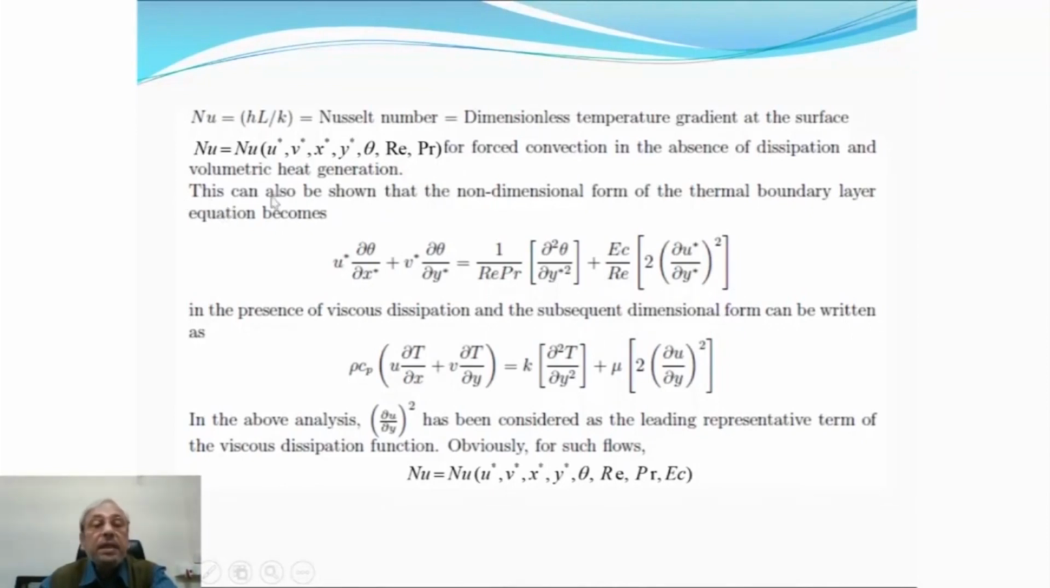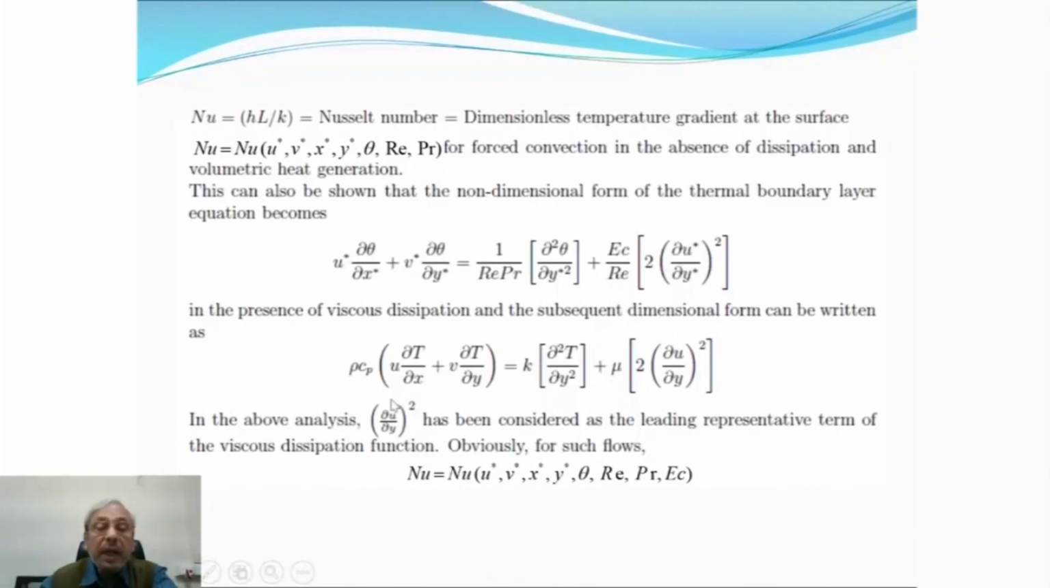As we said, it can be shown that the non-dimensional form of the thermal boundary layer equation becomes this in the presence of viscous dissipation, and its dimensional form is rho Cp into U del T del x plus V del T del y equal to K del 2T del y2 plus mu twice del U del y square. Just its analogous dimensional form.